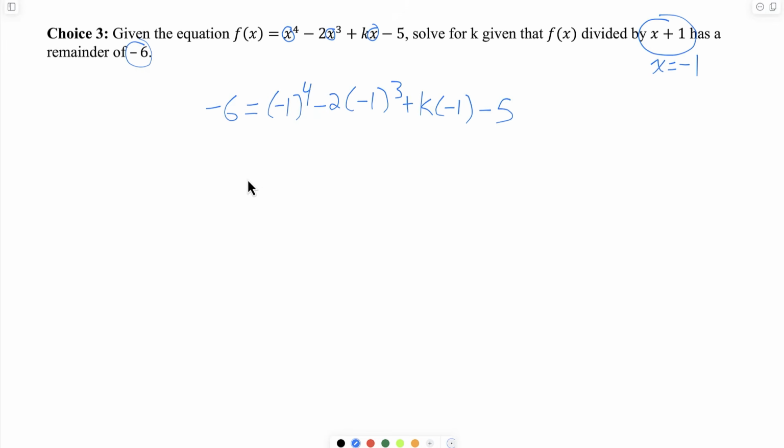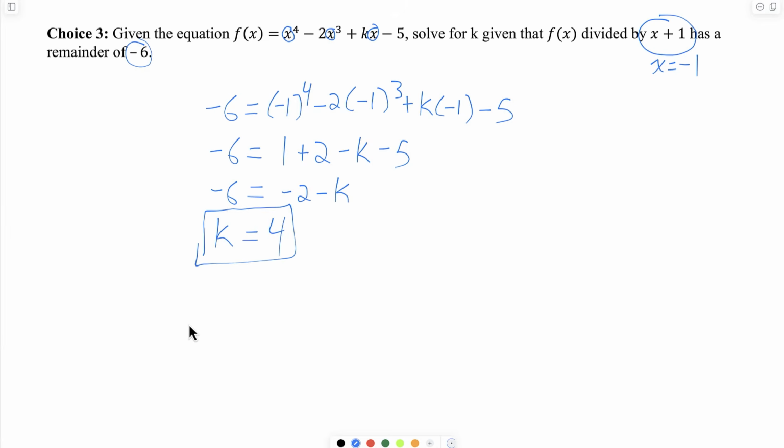And now I just have to solve this equation for k, and it's the only unknown. So negative 6 equals 1 plus 2 minus k minus 5. Negative 6 equals negative 2 minus k. So k equals 4. And that's it for that question.